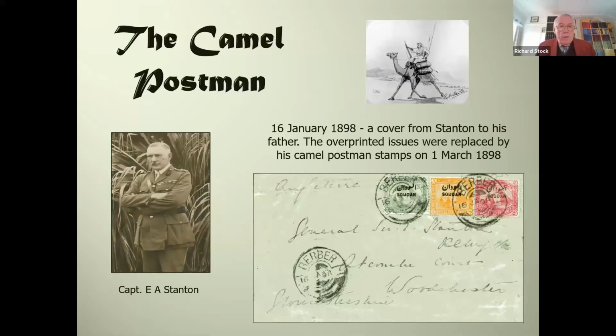I'll be back in a week. And Stanton was a bit nervous. And eventually he was able to design the Camel Postman stamp, which is in the top right-hand part of the screen there. Those stamps were issued and they replaced the overprinted Egyptian stamps, and the cover there is one sent by Stanton himself to his father 6 weeks before the Camel Postman stamps were issued. Now, those items together make a very good start to that story.